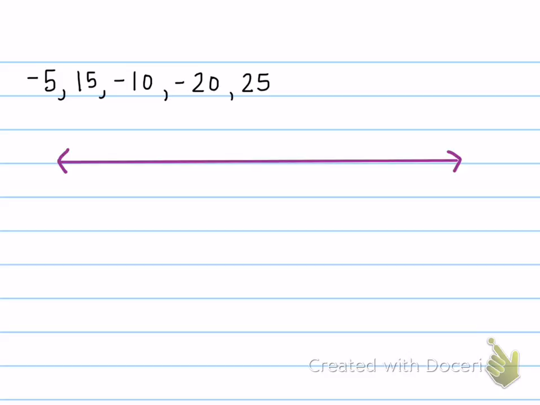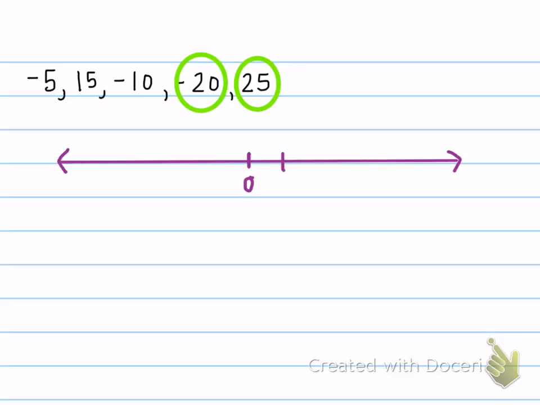I want to find what my smallest number is, so I'm looking at my negatives, -5, -10, and -20. I know that -20 is my smallest negative. Then I have 15 and 25 for my positives, so I know 25 is my biggest positive. So my number line has to go from -20 to 25. I also noticed that all of my numbers are multiples of 5. So when I draw my number line, I'm going to count by 5s, making sure I get all the way to the numbers I need.